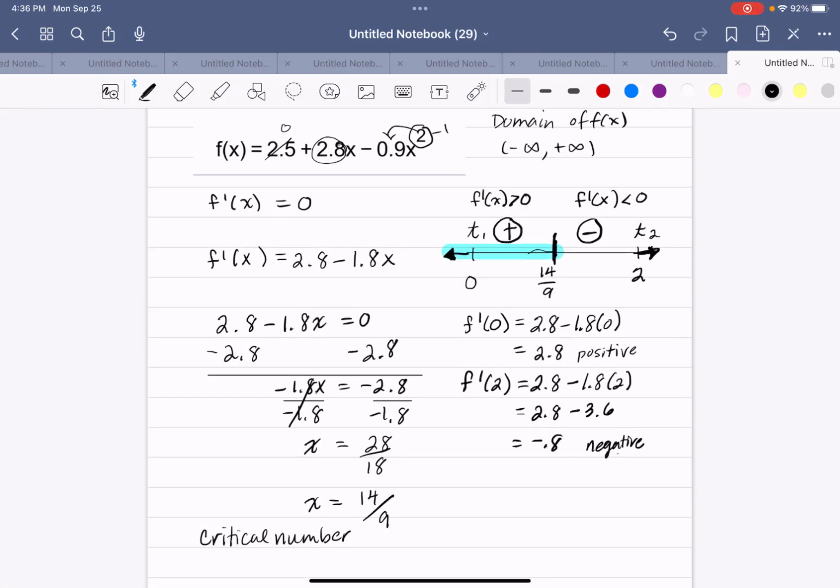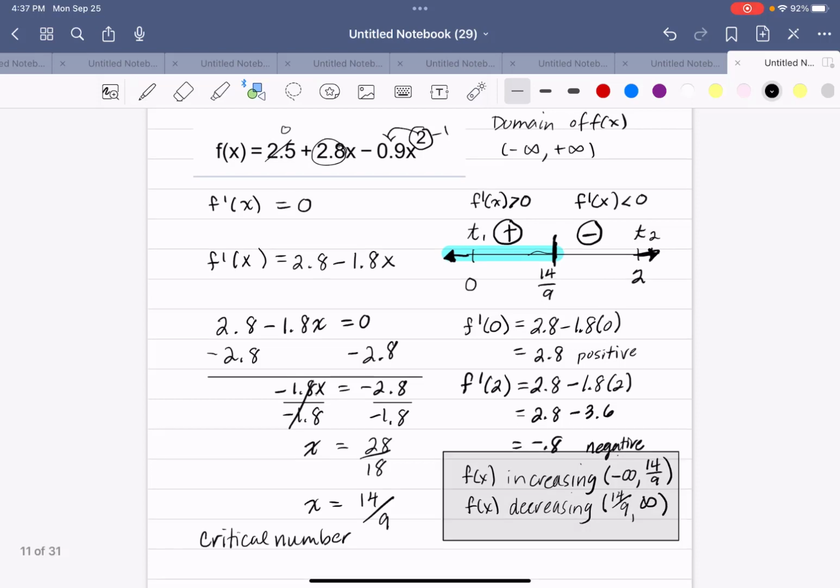And so we can now say that f of x is increasing from negative infinity to 14/9, and that f of x is decreasing from 14/9 to positive infinity. And that is our final answer for example number 4. And don't forget that this 14/9 was our critical number.